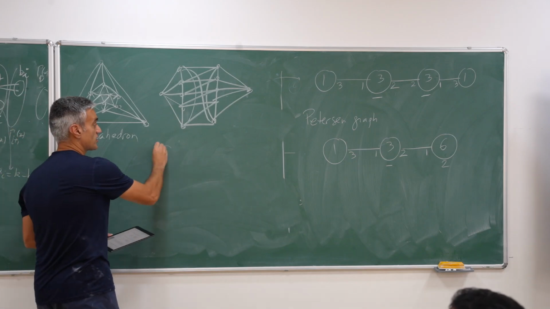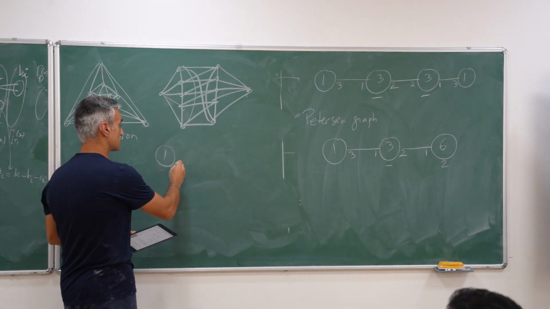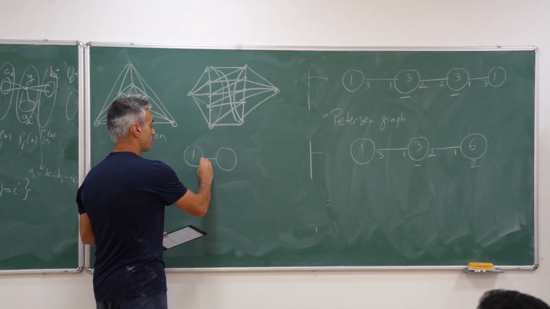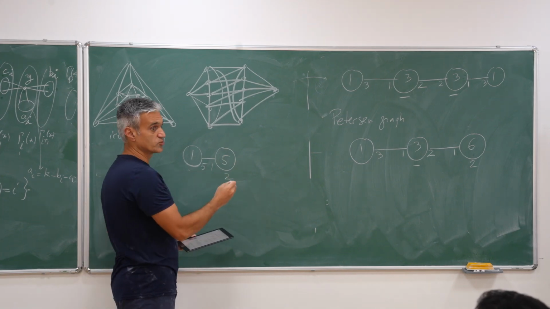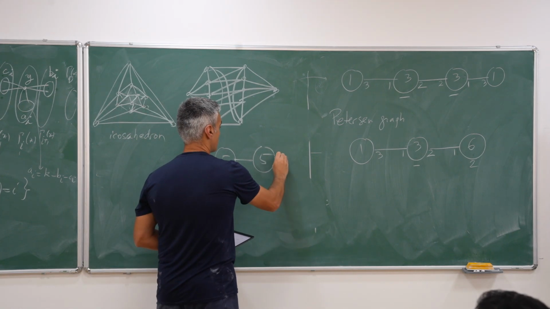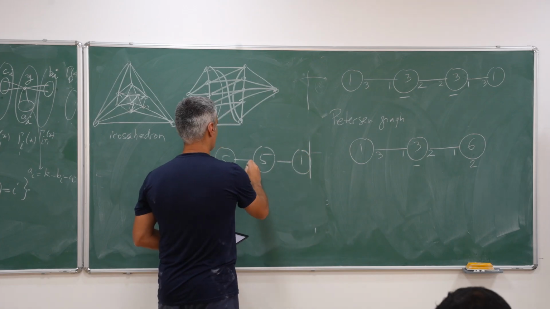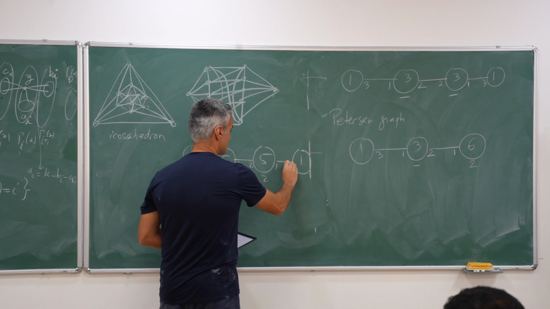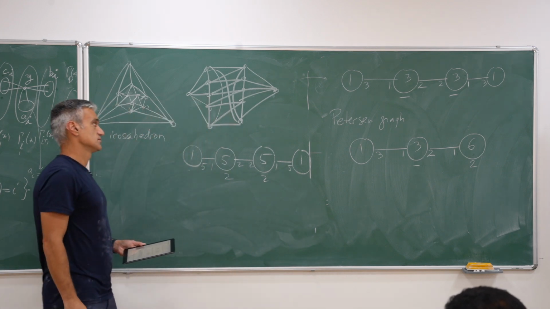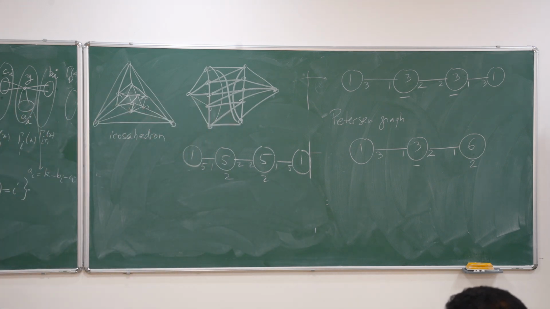So the icosahedron is a distance regular graph. You have this diagram: 5, 1. Here, this is 5. Inside here you have a 2, and this is 5, this is a 1, and then you have a 2 and a 2 and a 2 and a 1 and a 5. So that's that one.